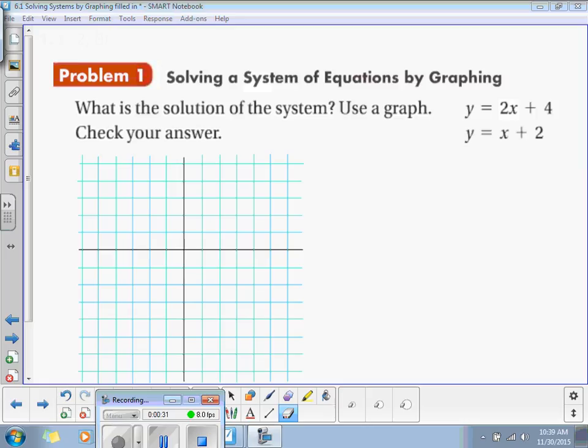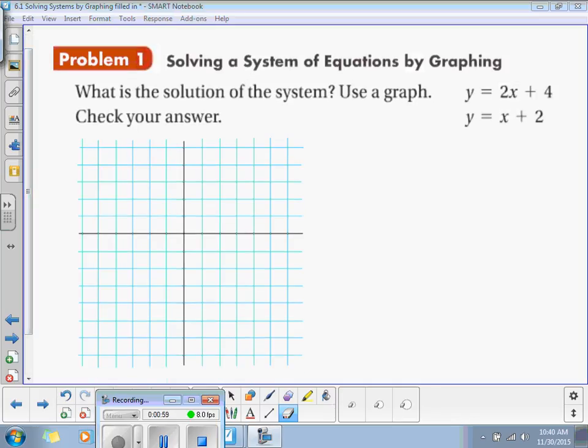So problem 1 is solving a system of equations by graphing. And we want to know what is the solution of the system. Here we have y is equal to 2x plus 4, and y is equal to x plus 2. So the way we find a solution is we graph both of the equations and we find where they intersect.